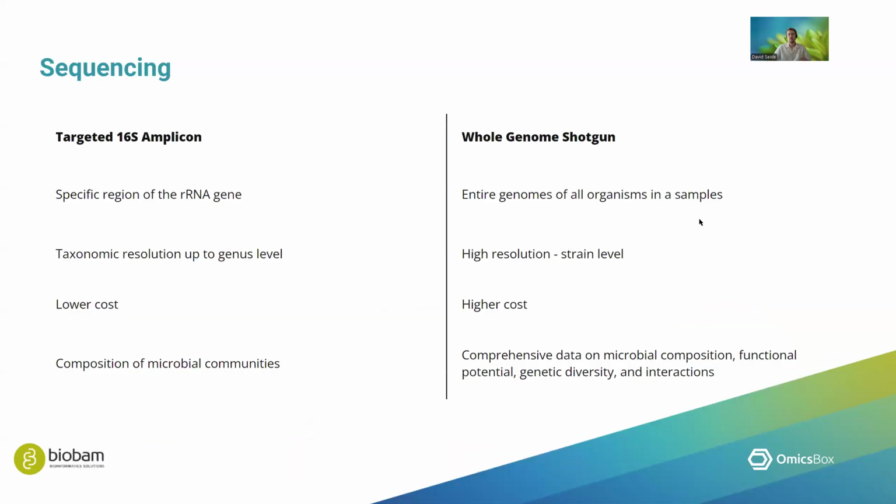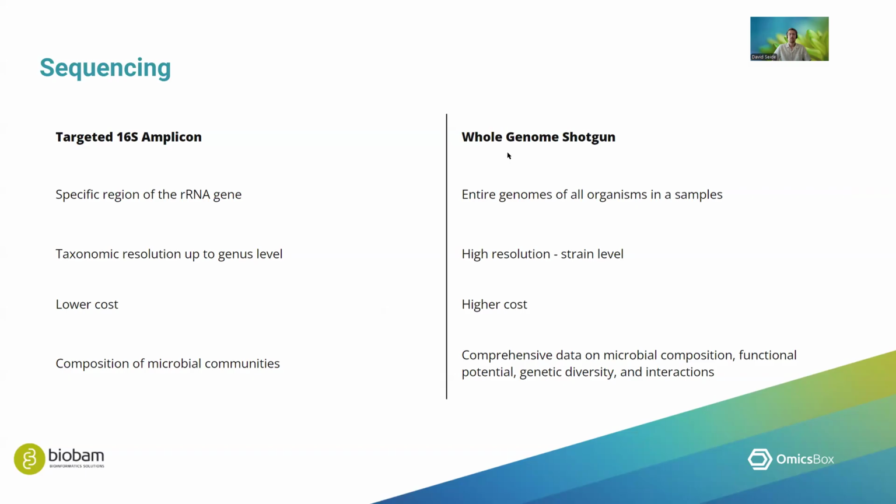Let's remind ourselves a little bit about the sequencing techniques. So targeted 16S sequencing focuses on specific regions of the rRNA gene in bacteria and archaea. It offers resolution up to the genus level, sometimes species level, and is generally lower in cost due to the targeted sequencing. This method provides information on the composition of microbial communities, and that's about it.